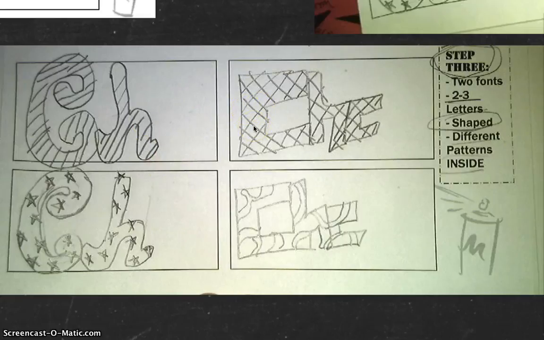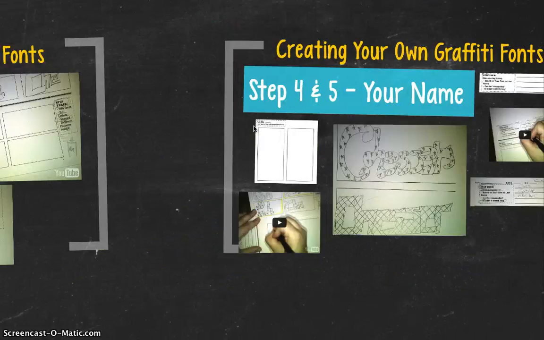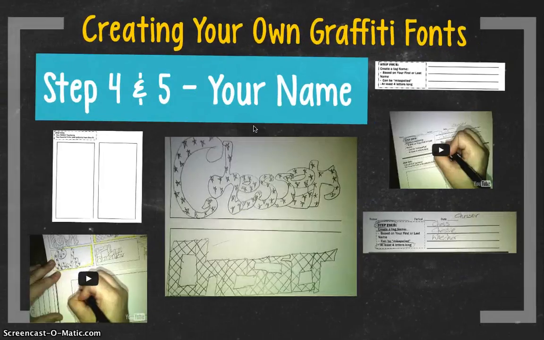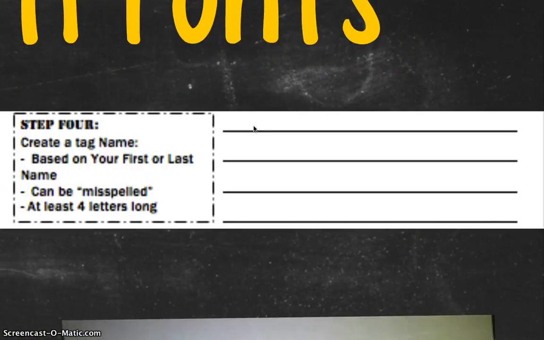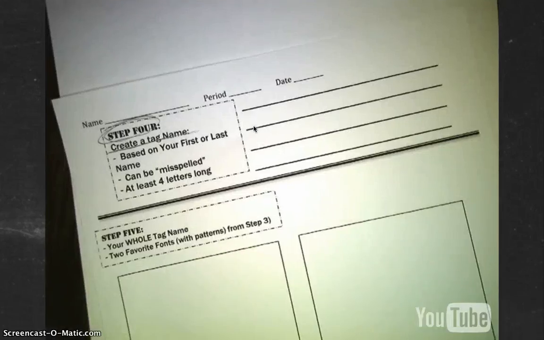So, once step 3 is done, you'll bring it to me and I will give you the next worksheet, which has steps 4 and 5. So now that we've kind of got some fonts going on, we've got to figure out what your graffiti name is going to be. So turn your worksheet to step 4 and watch the following video.